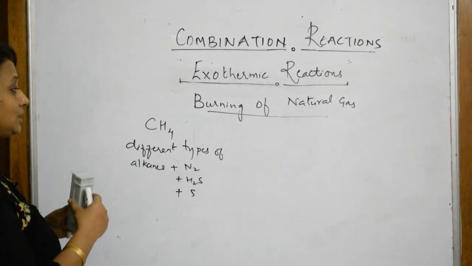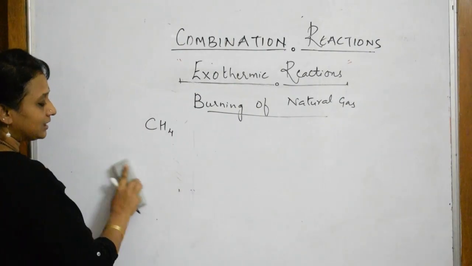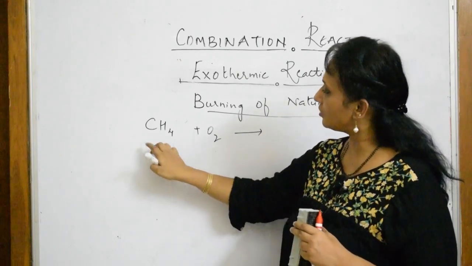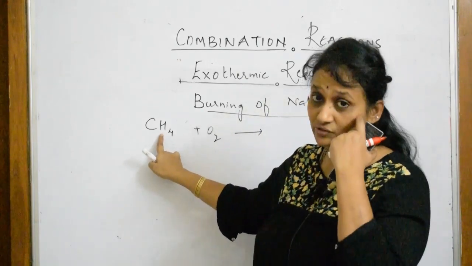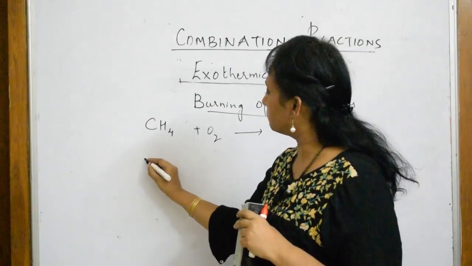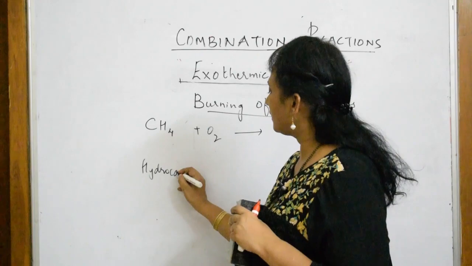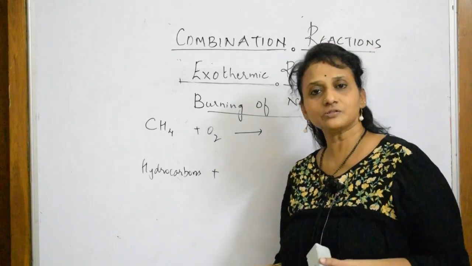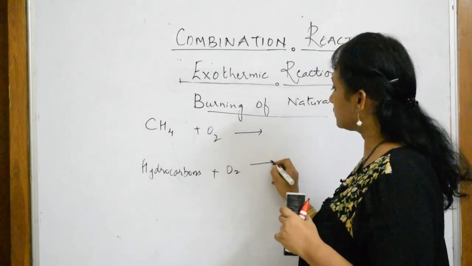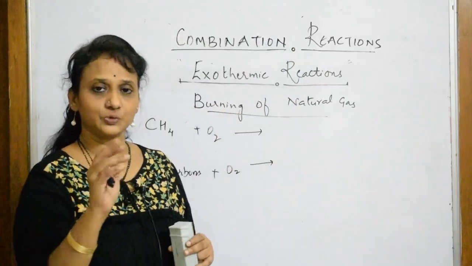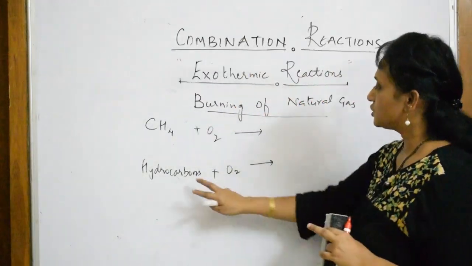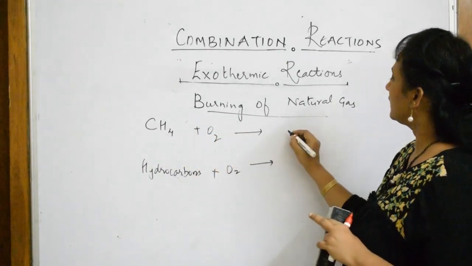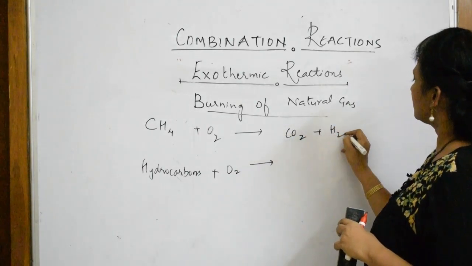But what is important, in this natural gas I am going to burn it. So when I combust or burn it, I require oxygen. Always remember, this is called a hydrocarbon because it has hydrogen and carbon. When hydrocarbons are burnt, meaning they are heated in the presence of oxygen, the products formed are always only two, that is carbon dioxide and water.